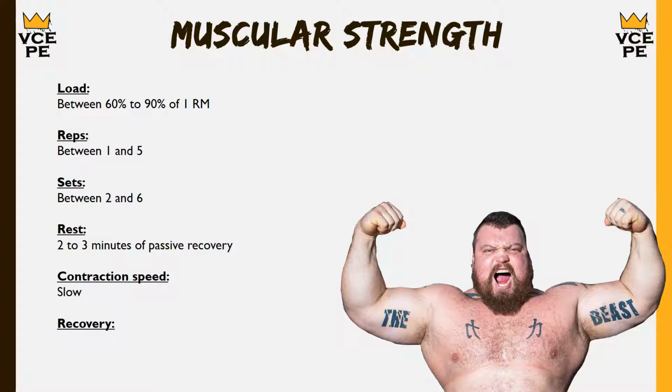Now, the contraction speed is slow, and the reason why the contraction speed needs to be slow here is because we are lifting such heavy weights. There is a law that says the slower the contraction, the more force that can be produced, which means obviously the faster the contraction, the less force that can be produced. So we are trying to produce lots of force because we have lots of weight, so therefore the contraction speed needs to be nice and slow.